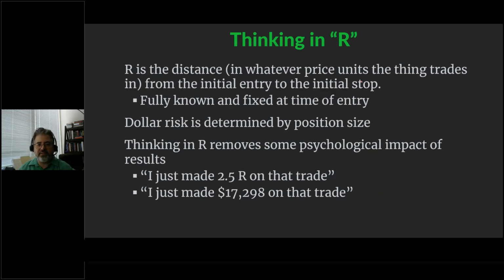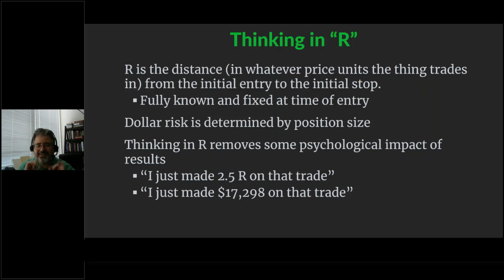And so R is the distance in price units from the initial entry to the initial stop. The way we trade as technical directional traders, we know where we're getting out. That is the key to being able to use this. If you do not know where you're getting out, and for those of you who maybe are newer traders, you might have read some trading books that say the most important thing to know is where you're getting out if you're wrong. That's true.